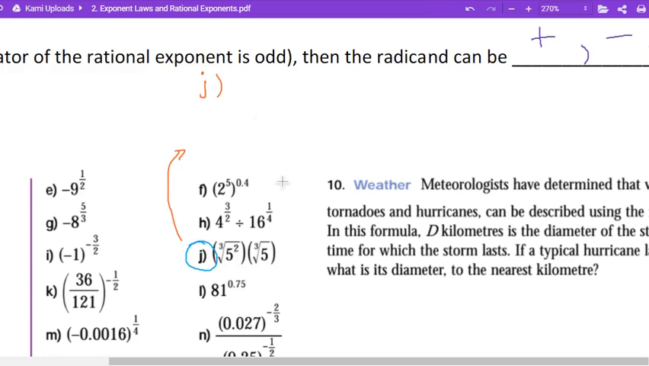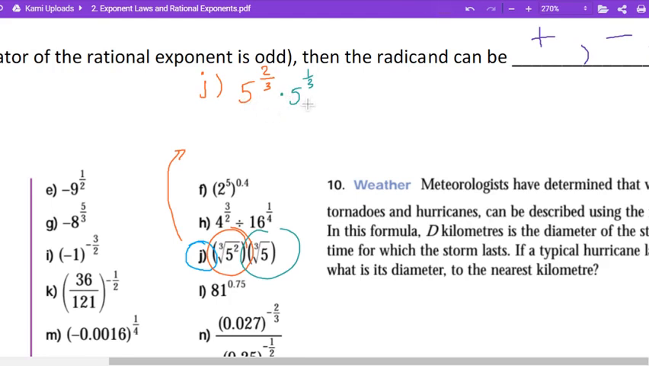So don't do 5 squared. Rewrite them with a rational exponent. If the index is 3, we're going to have 5 to the 2 over 3, right? That's the first expression. Now, the second expression is just the cubed root of 5, which is 5 to the 1 over 3.